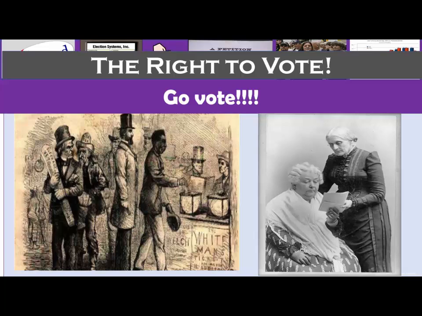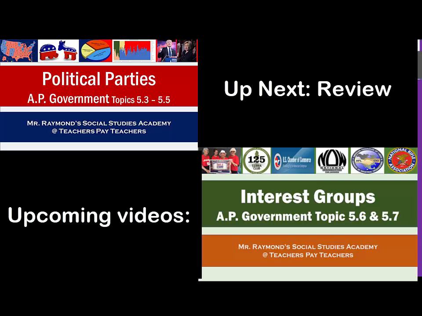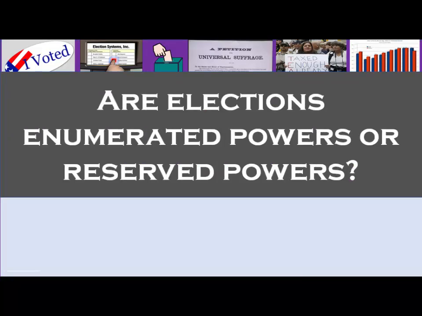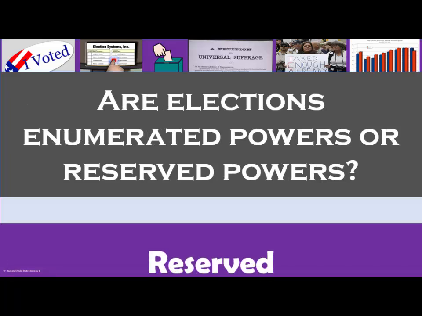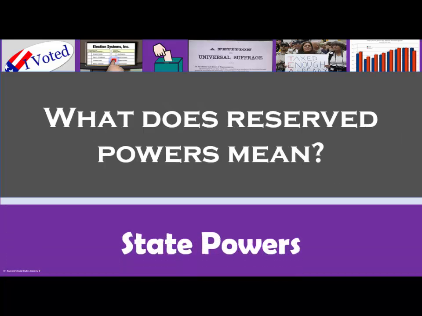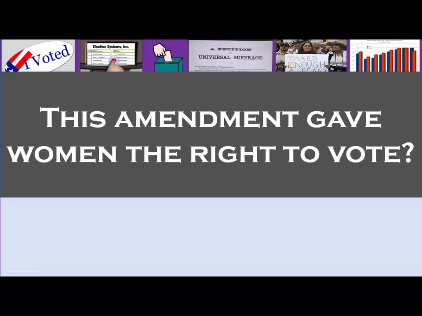And I'll see you back here soon as we finish politics and the course. But before we do, let's review. What word do we use to describe all the eligible voters? The electorate. Are elections enumerated powers or reserved? You should know the answer to that. Reserved powers. What does reserved mean? Simply means that it's the states that are in charge.